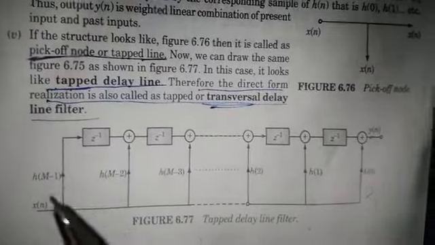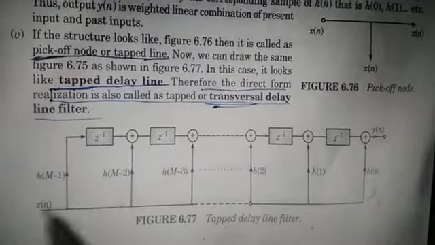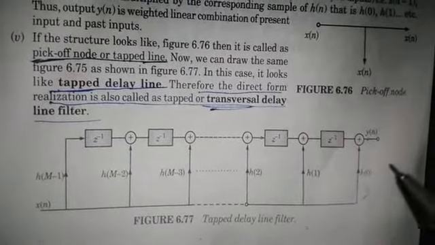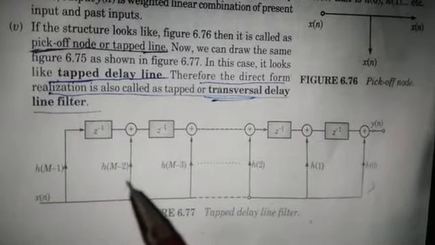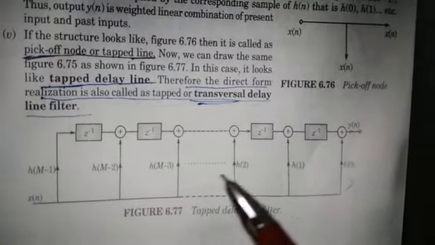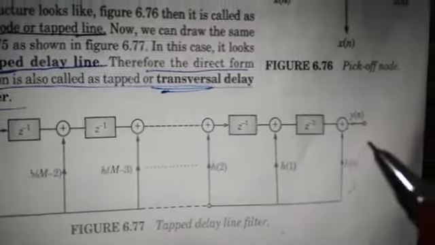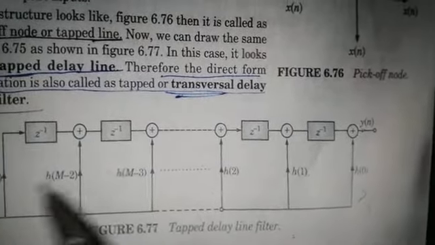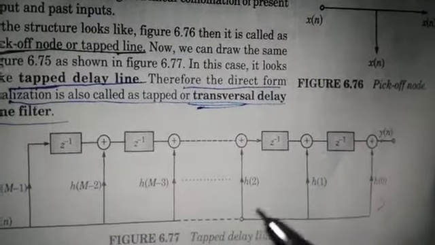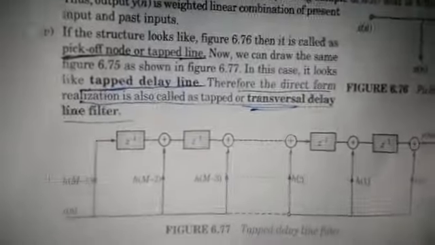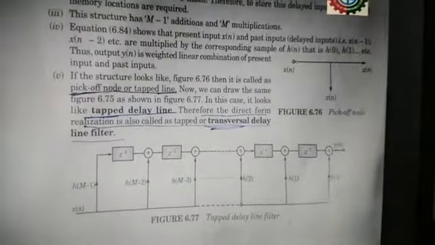So here x of n, and the last one will be here and the first one will be at the last side. H of 0 now comes to this side, and h of m minus 1 will be this side. So this is h of m minus 2, this is h of m minus 1, this is h of 3, this is h of 1, and this is h of 0. Same output you will get here. This is called a tapped delay line structure. Just opposite is transversal. Therefore, it is called a transversal or delay line filter. So this filter can also be used in the same direct implementation.